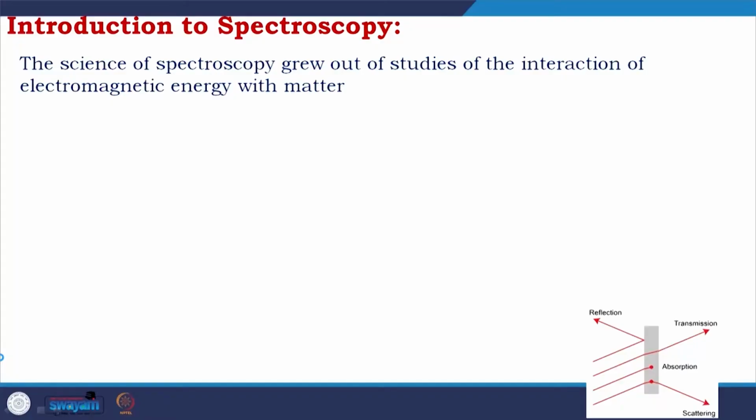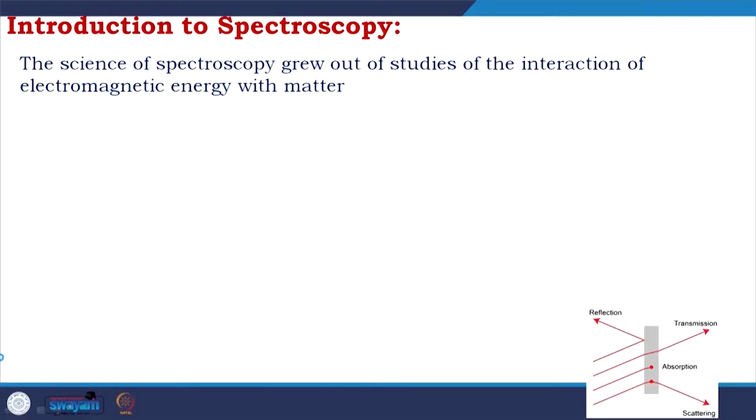So, the science of spectroscopy grew out of studies of the interaction of electromagnetic energy with matter. So, it is the interaction, how the light rays come and interact. As you see this picture, this interaction could be reflection, transmission, absorption, scattering. With these different types of interactions with different electromagnetic spectra, there are a number of spectroscopies. We will discuss about them.